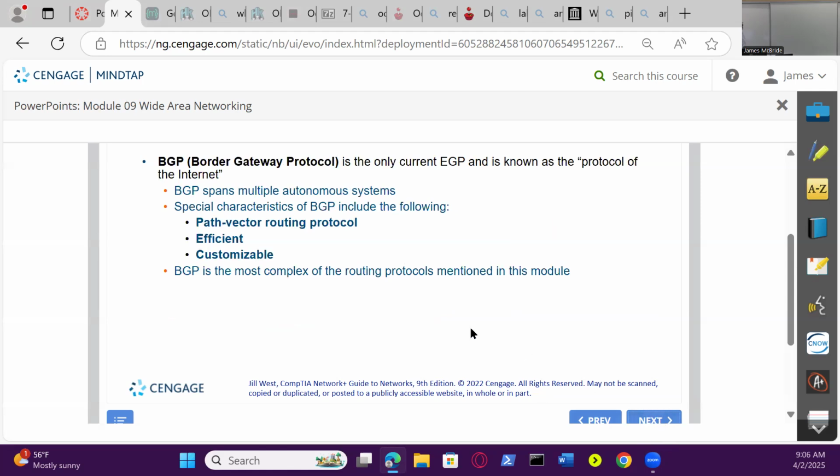And BGP, Border Gateway Protocol, the only current EGP, Exterior Gateway Protocol, known as the routing protocol of the internet. Spans multiple autonomous systems. Special characteristics include path vector routing, efficient, customizable. So why not just use this for everything? Why do we have different protocols?